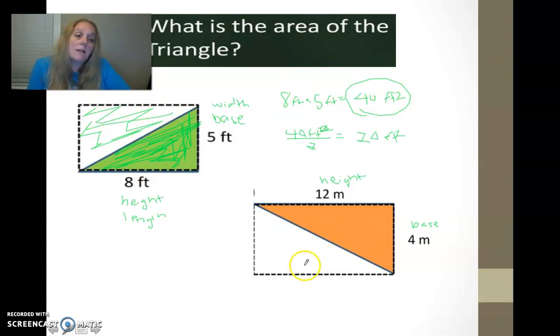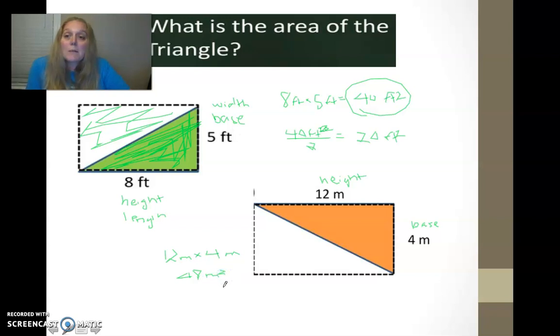Okay, moving down here to our rectangle with a length of 12 and a width of 4, and then our triangle that has a base of 4 and a height of 12. So once again, we're going to find the area of our rectangle first, and our rectangle is 12 meters times 4 meters. So we have a length of 12 and a width of 4 meters. So 12 times 4 is 48 meters squared.